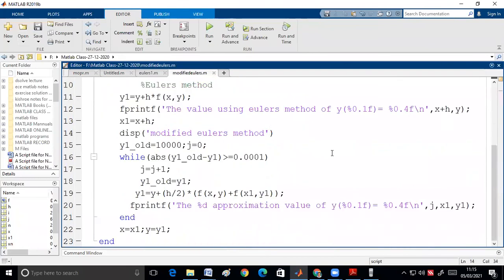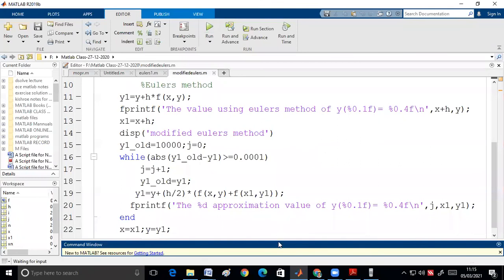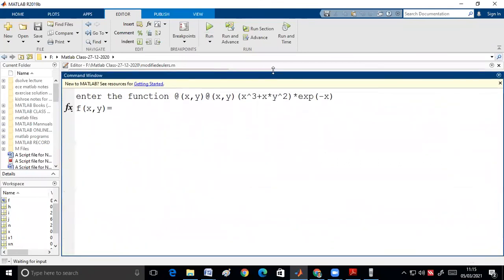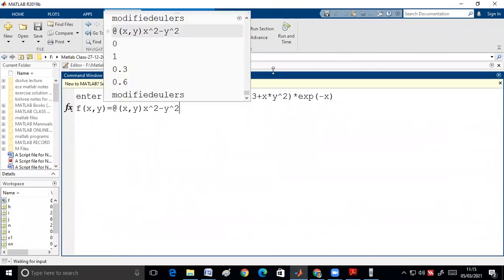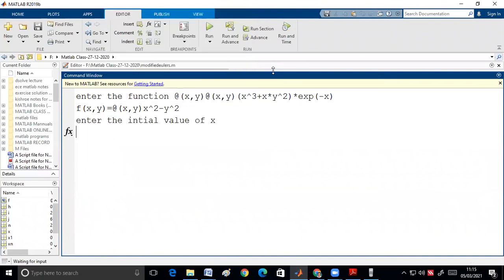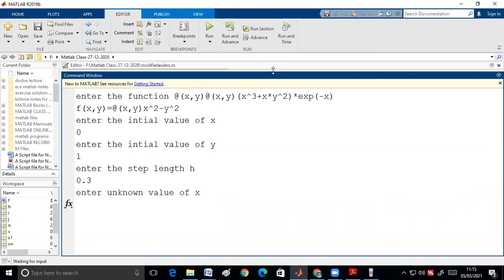I understand the program, very easy program. Now I will run the program. Just observe the function. Initial value 0 is given. You may give any differential equation, not only a particular differential equation. And the step size is 0.3. I will fix the step size. Unknown quantity: now I will give 1.2. 1.2 means you can repeat the same procedure up to 4 times.